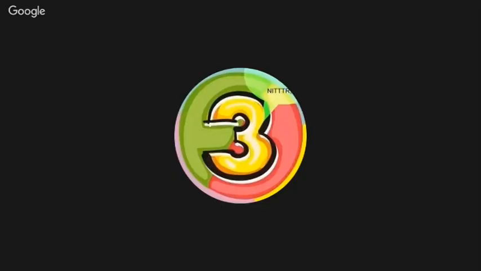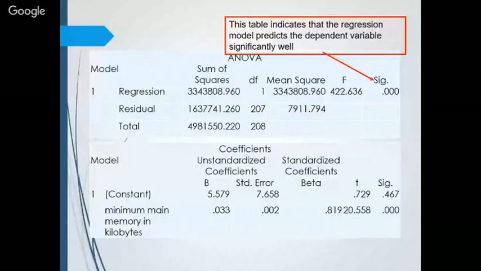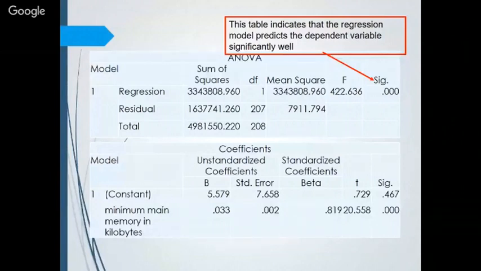Next is an ANOVA test, which is a part of the regression model. We use the ANOVA test for the significance of the fitted regression model. This table indicates whether the regression model predicts the dependent variable significantly well or not. If the significance value is less than 0.05, we can conclude that the model predicts the dependent variable significantly well. So we can go ahead with the model.